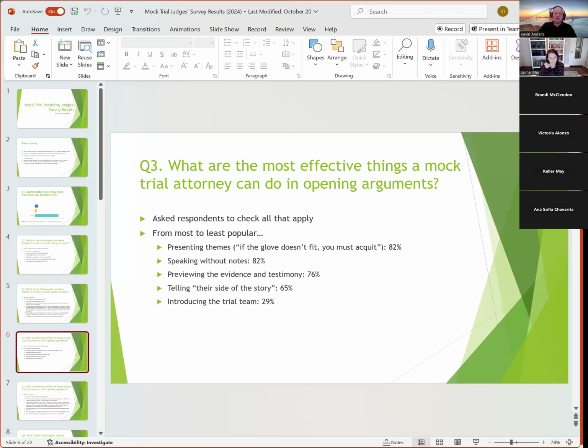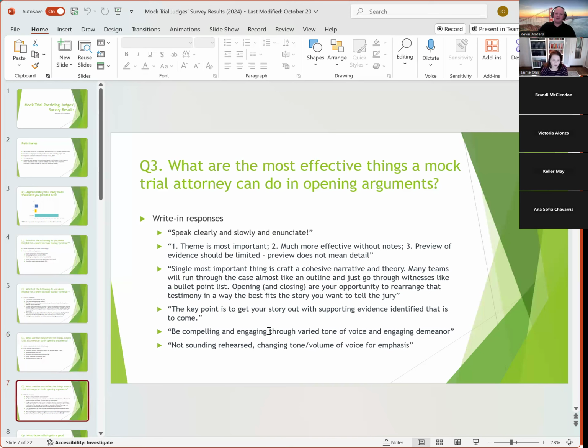Speaking without notes in opening, yes, absolutely agree with that. Previewing the evidence and testimony is helpful because it helps plant the seed in the jury's mind on how you want them to start thinking about the evidence, especially if you're going first, because it allows you to set the tone before the other side gets to do that. But yeah, I agree with everything else Jamie said as well.